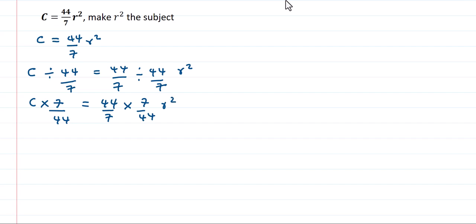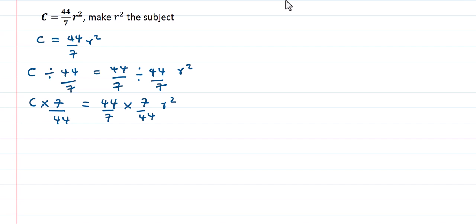Now, whenever you have fractions dividing, what you simply do is that you flip the sign to multiplication, and when the sign changes to multiplication, you take the denominator up to become the new numerator, and then the numerator becomes the denominator. That is exactly what we did here. So instead of having 44 over 7, we now have 7 over 44, after we have changed the sign to multiplication.